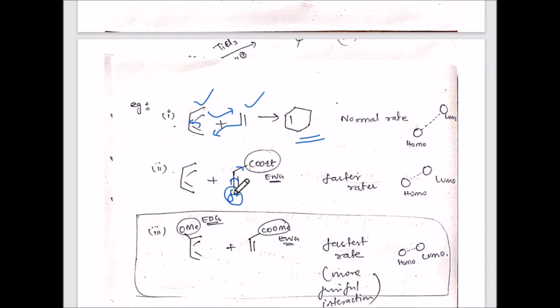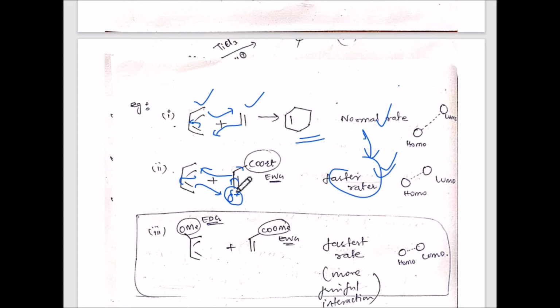A delta positive appears on the carbon present over here. It keeps on pulling the electron density, so it becomes more electron deficient. Because it is electron deficient, it wants electrons and will accept them from here, and the reaction takes place, the ring closure happens and the product is formed. This occurs at a much faster rate than the previous one. You see the HOMO-LUMO gap is gradually decreasing.